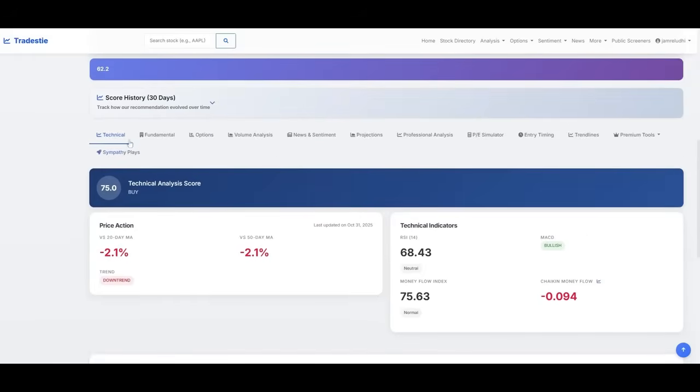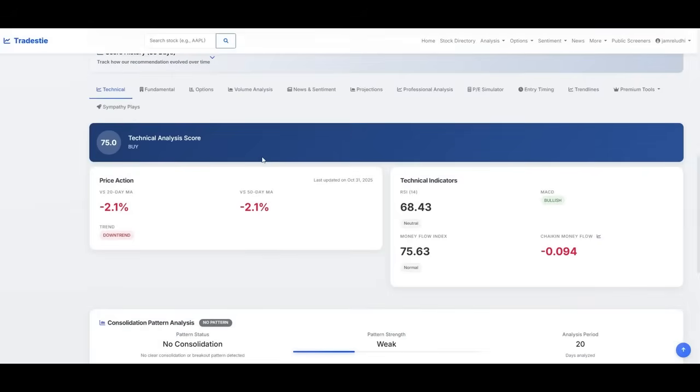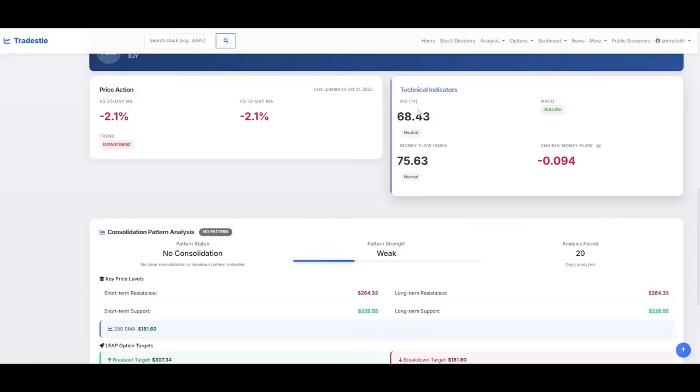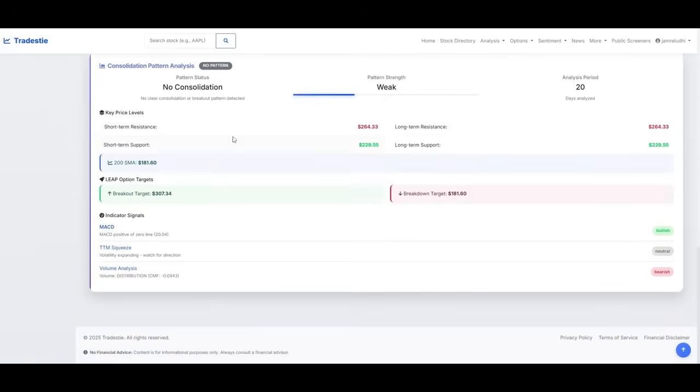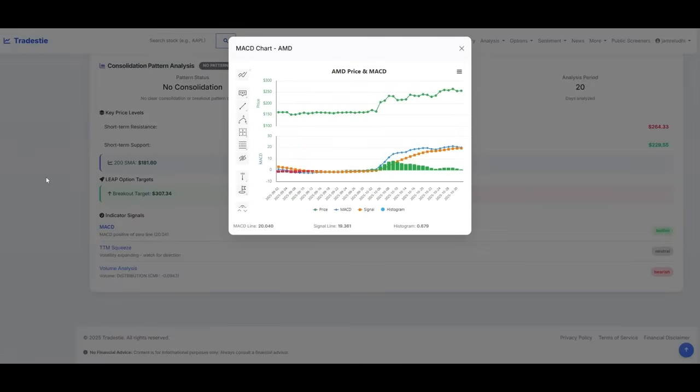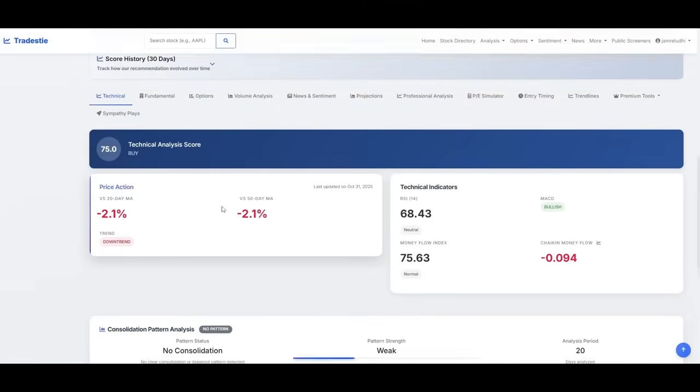So there are multiple sections here: technical, fundamental, options. Right now we are in the technical. You just click on it, and you move into the fundamental. Let's quickly go through the technical first. You can see it tells you what the different technical indicators are. MACD is bullish. CMF, Chaikin money flow, is a little bit negative right now, and it tells you support and resistance points. And then there are charts which you can click on to see a volume analysis chart and all that. So that's the technical.